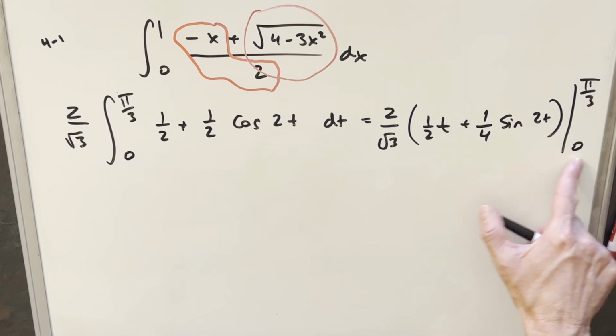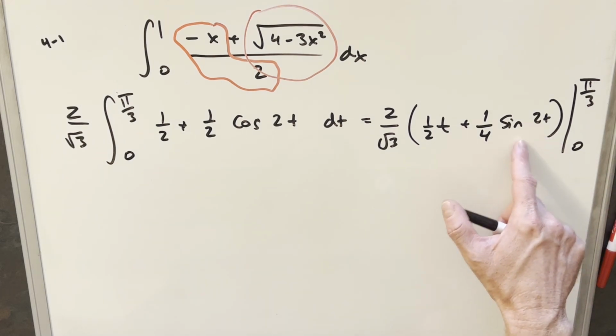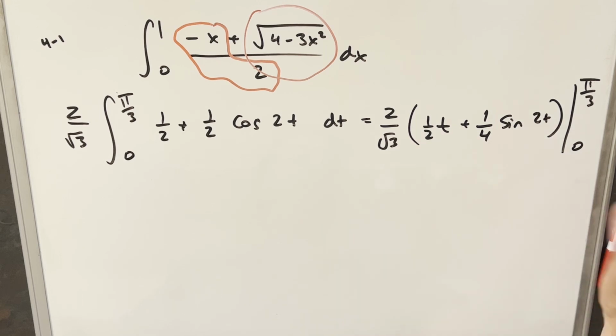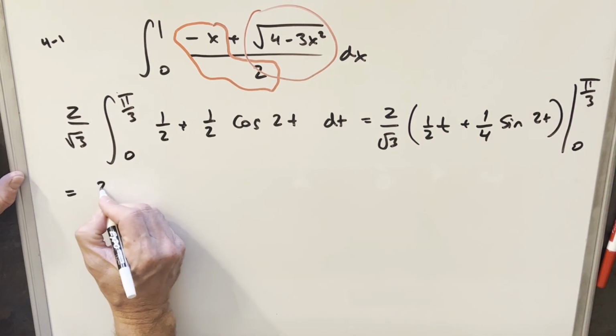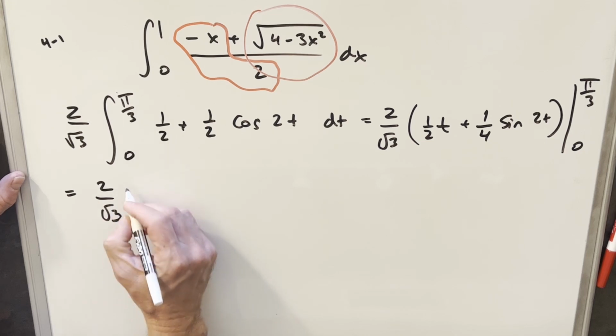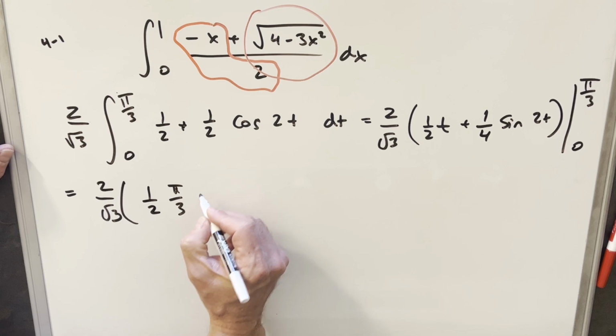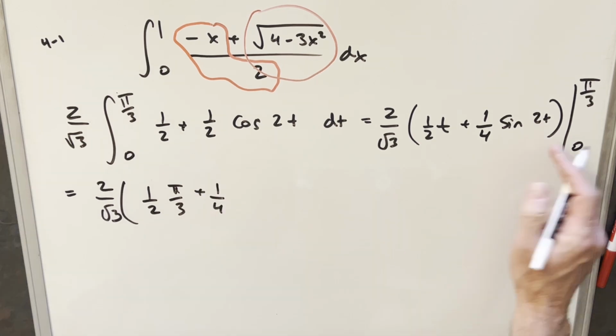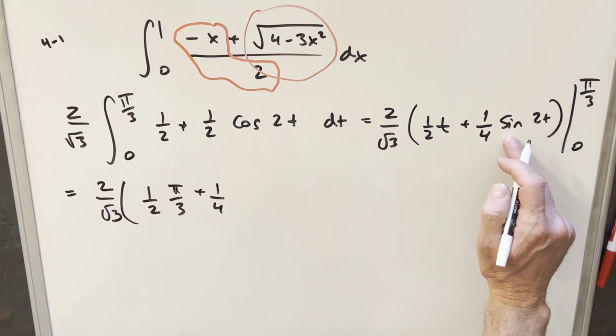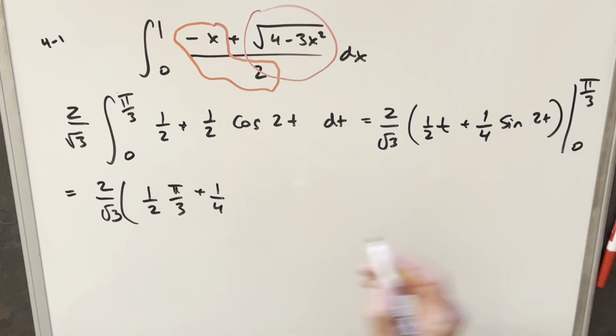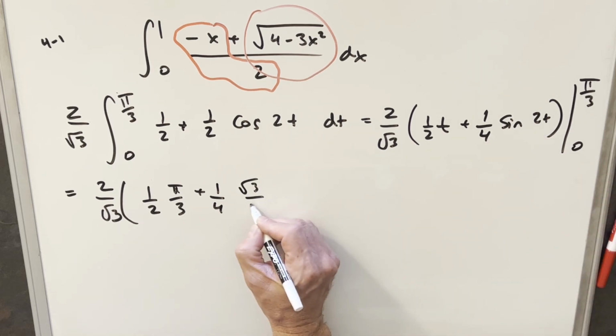But just notice when I evaluate this at 0, the sine at 0 is 0, and t is going to be 0, so the whole thing's 0. So we really just need to plug in pi over 3 and rewrite this to finish it off. So we're going to have 2 square root of 3. We're going to have a half pi over 3 plus 1/4. Then plugging pi over 3 in here is going to give me sine at 2 pi over 3. Sine at 2 pi over 3 is going to be square root of 3 over 2.